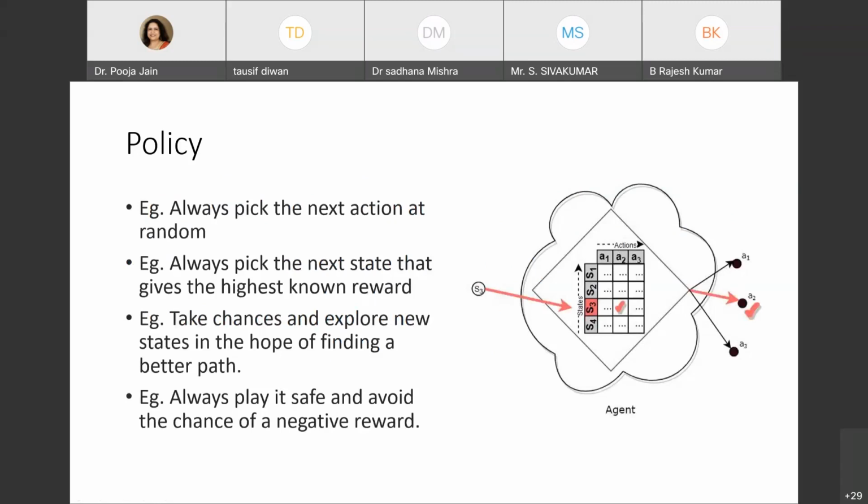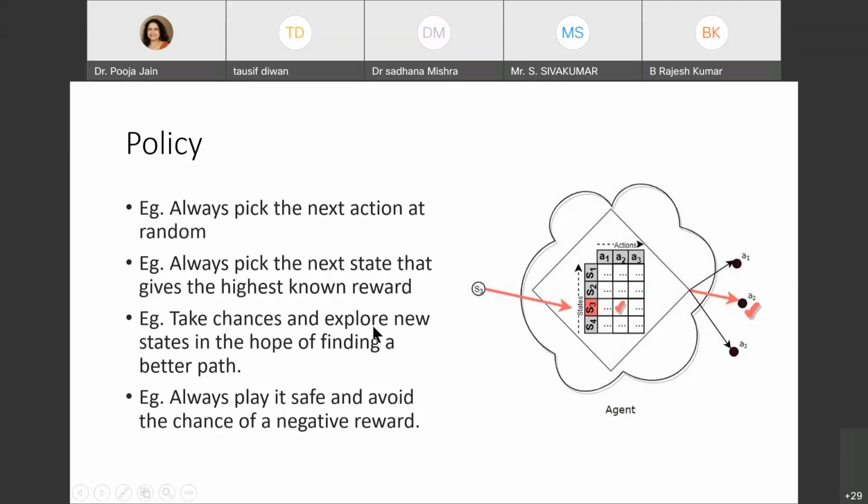Another one is this: take chances and explore new states. What do we mean by this? There are some possibilities, like option 1, option 2, option 3. I clearly know option 1 is better, but I will take the chance. I take another state. It is nothing but this policy: take chances and explore new states, hoping that I will get a reward in future.